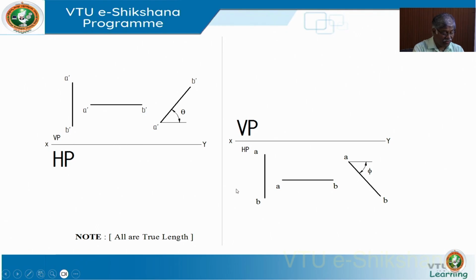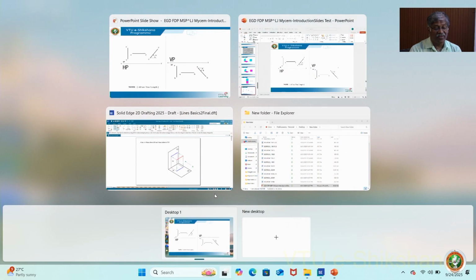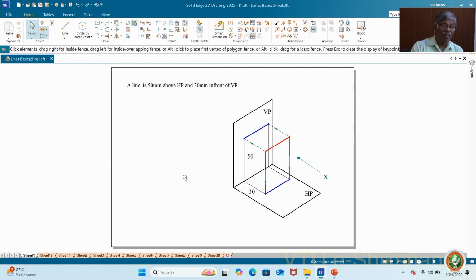Now I will take you to the different problems on lines. Before going to that, whatever I explained using simple models, I will take it on computer, and this particular problem is 50 mm above HP and 30 mm in front of VP. The line, the red color one, is representing the actual line, and blue color lines are representing projections. This is actually front view, this is top view.